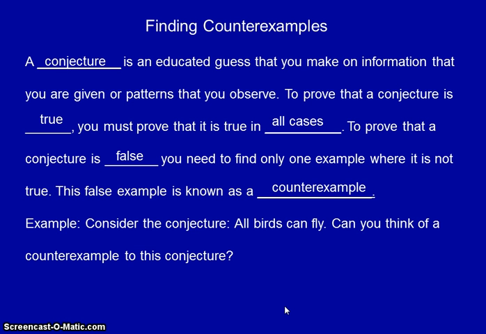Example. Consider the conjecture all birds can fly. Can you think of a counterexample to this conjecture? So can you find an example where something is a bird but it cannot fly? Think about that for a second. A penguin. A penguin is a bird, but it cannot fly. So a penguin is a counterexample to all birds can fly.